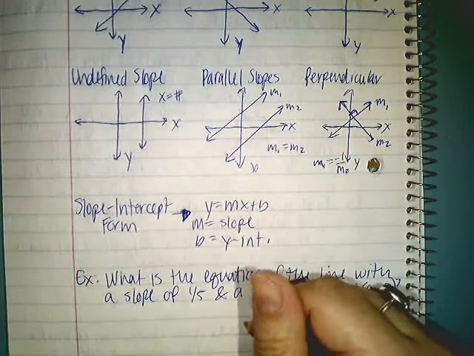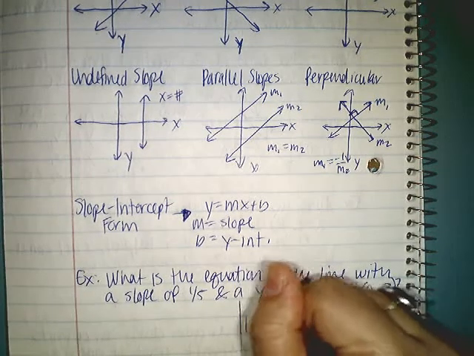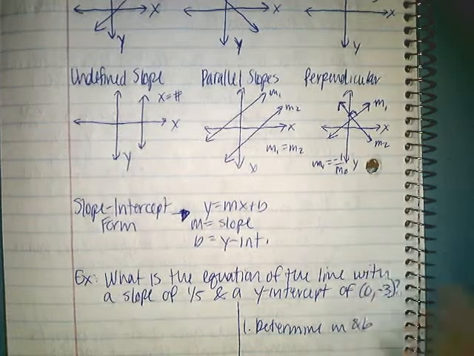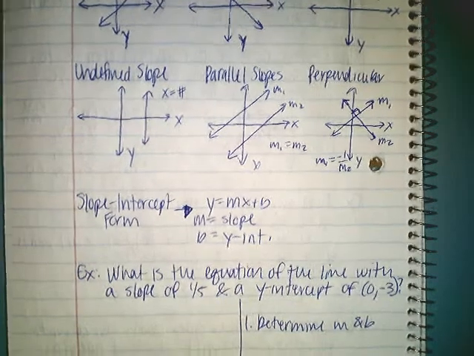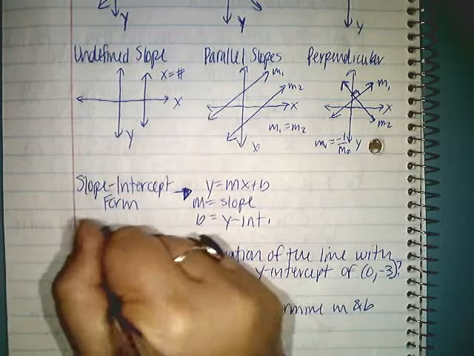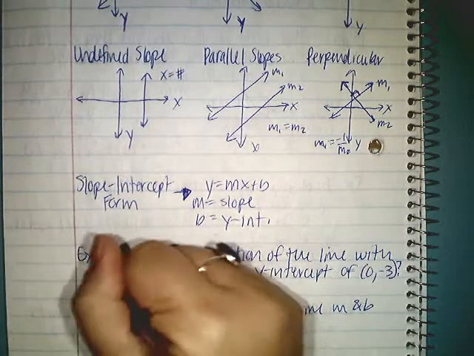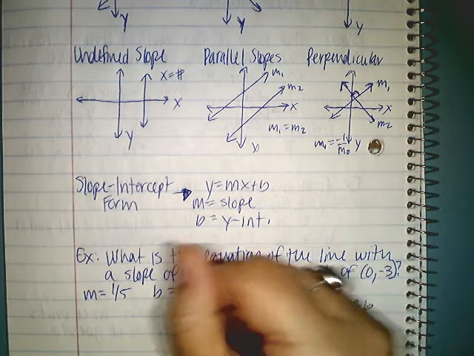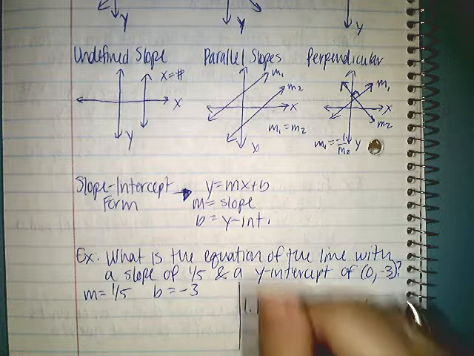The first step we're going to do is determine m and b. You probably already know these because you've seen this before, but m represents our slope, so it's going to be 1 over 5. B is our y-intercept, so it's the y-coordinate of the y-intercept, obviously, because x will always be 0 at our y-intercept. So b is -3.